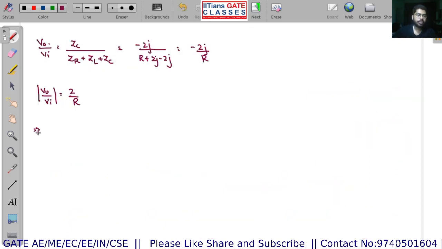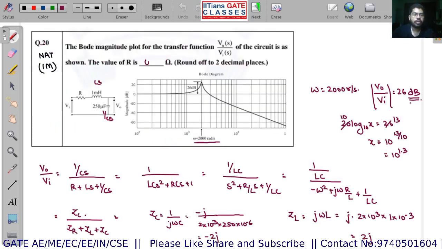So let me substitute it. 10 to the power 1.3 is equal to 2 by R. So R comes out to be 2 divided by 10 to the power 1.3. So let me calculate it. So this comes out to be 0.10023, or I can approximate it as 0.1 only. So the answer to this question is 0.1 ohm. Very simple question.